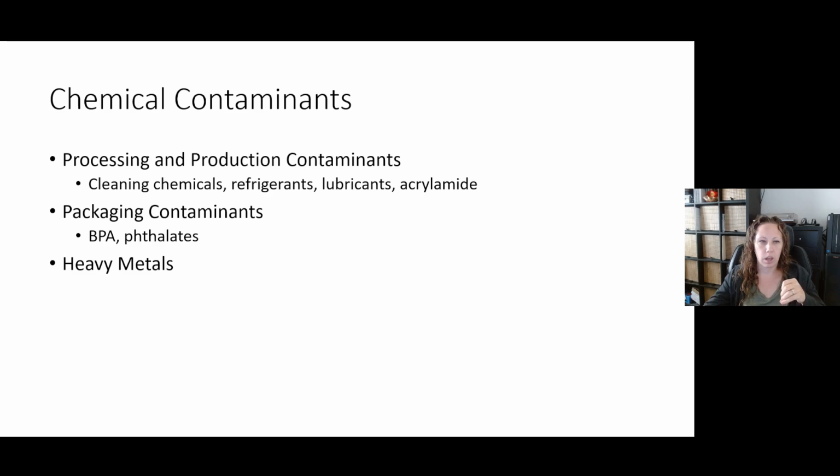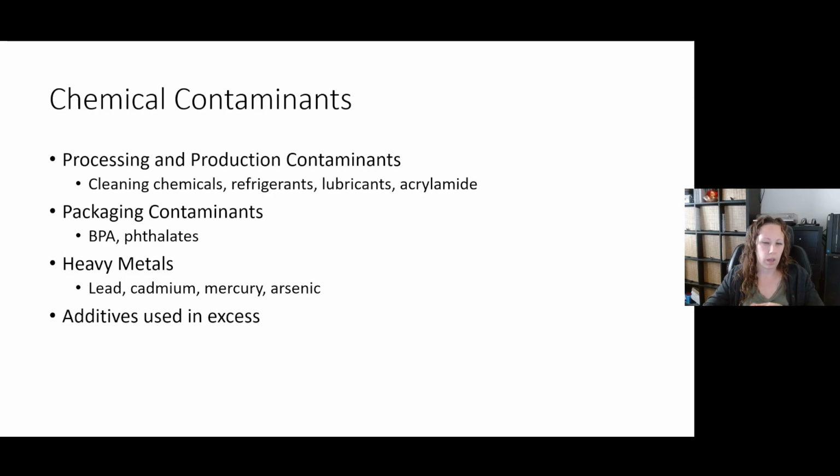Heavy metals, so these are metals such as lead, cadmium, mercury, and arsenic. All of these are unsafe for human consumption. And then additives used in excess. And so we've talked about that before, how there is a certain safe level of each additive, a known safe level. And if you have that additive above what is safe, now it is a chemical contaminant.